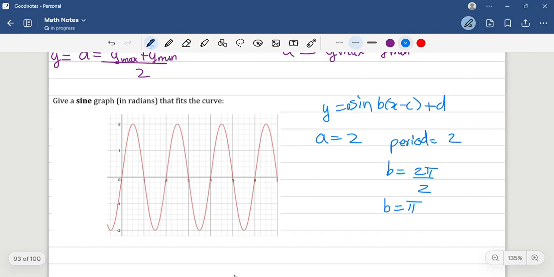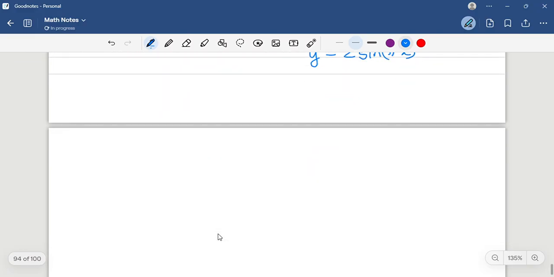Next thing, what about the C value? Is there any change? No, it is starting from the origin, so we can assume the C value is 0 and the D value is also 0. So this function will be y is equal to 2 sine pi x. Hope that makes sense.